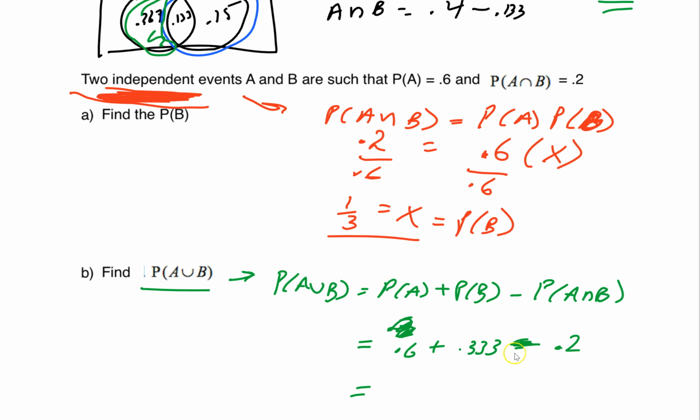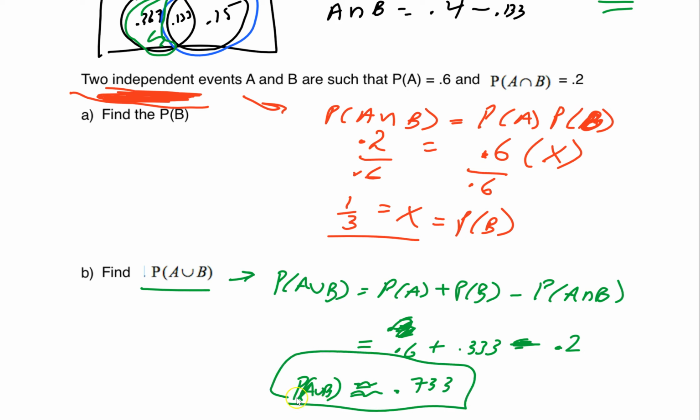0.6 minus 0.2 is 0.4. 0.4 plus 0.33 is 0.733, about, roughly. And that's the idea. Again, if they tell you it's independent, then feel free to use the formula. If they don't, you can't. What you do is find probability B, and the way you find the union is pretty much always the same. Just use that formula. Just plug it in.